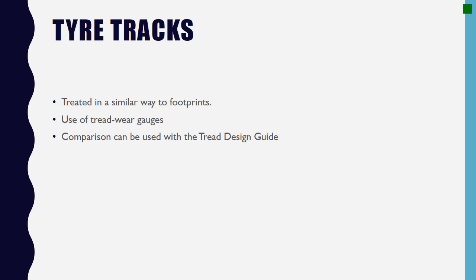Investigators treat tyre tracks in a similar way to footprints, using the same techniques to photograph, cast, and lift them. However, the length of tyre tracks can cause practical problems. Recording the track of a large truck may require several photographs or casts. Like shoe prints, tyres have identifying tread patterns. Similar treads can be distinguished by tread wear gauges and subtle variations that manufacturers introduce to the tread to reduce noise or improve grip. By comparing a tyre track with a standard reference such as the Tread Design Guide, investigators can identify most tyre types.